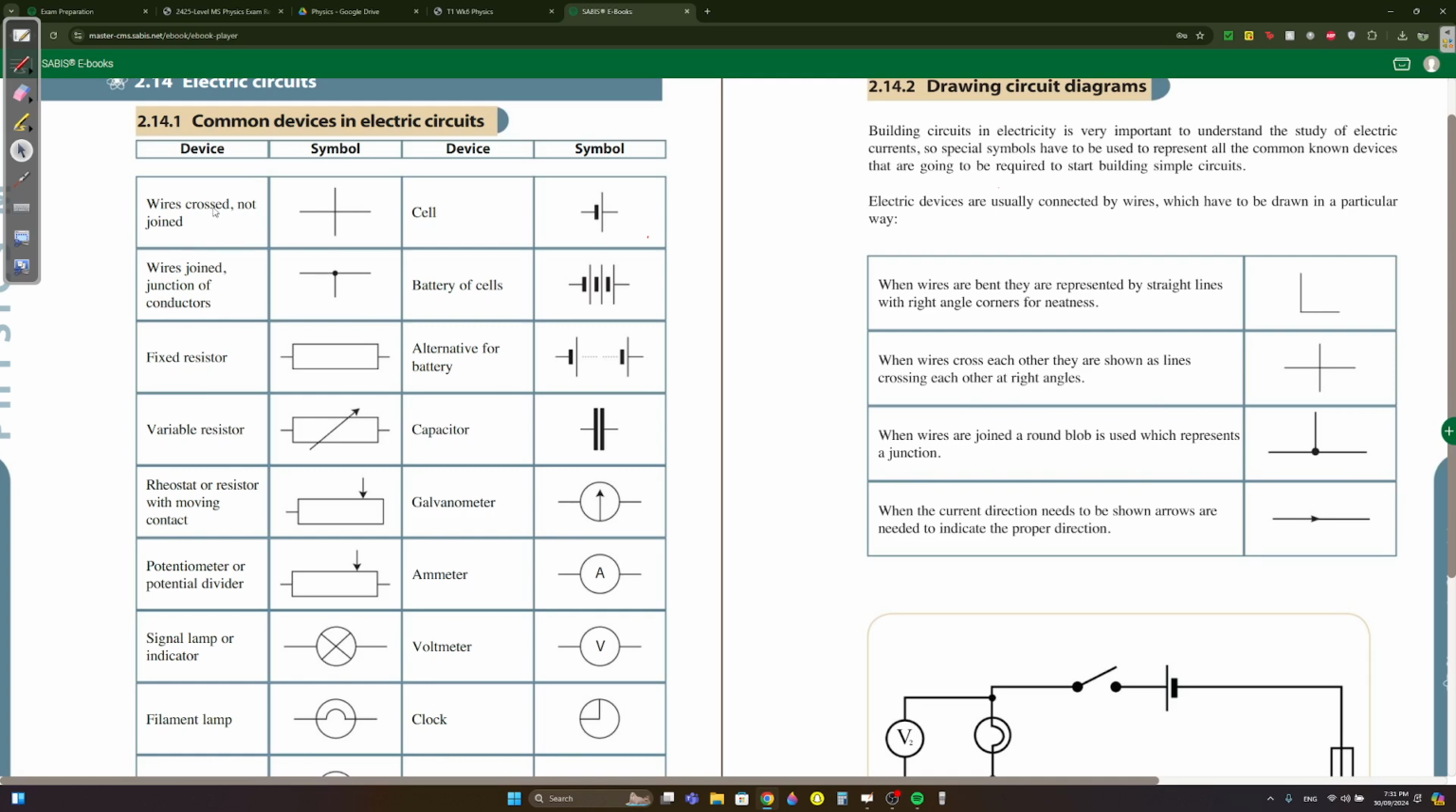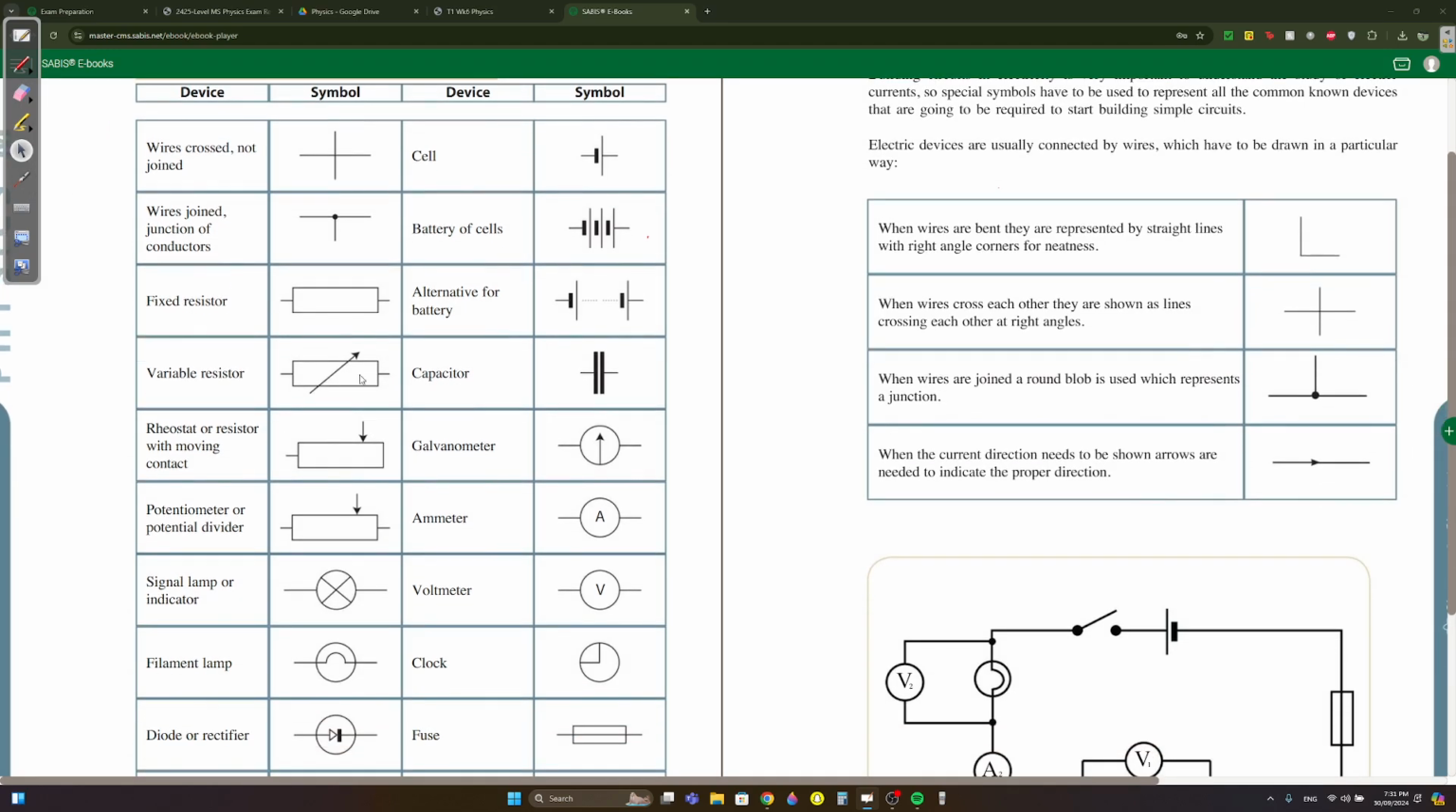Wires joined, and this is a junction. A junction is where wires meet up. Like here, this is a junction, for example. That's what a junction is. This is a fixed resistor. This is a variable resistor. This one here is an alternative for a battery if it's just like this. This is a capacitor. It's two positive terminals. Or no, I don't know, it's just a capacitor.